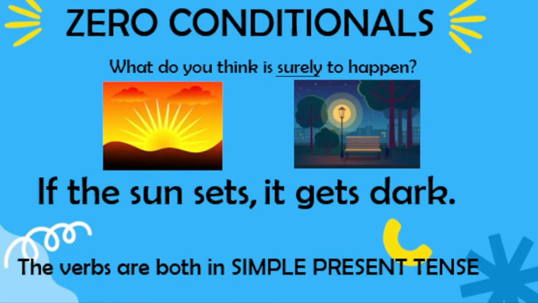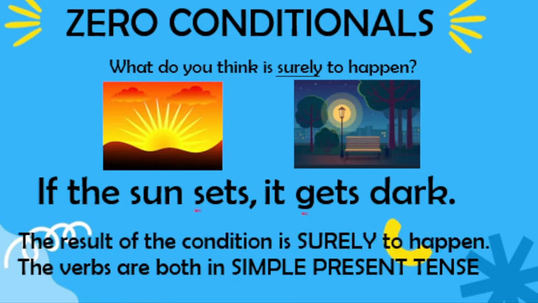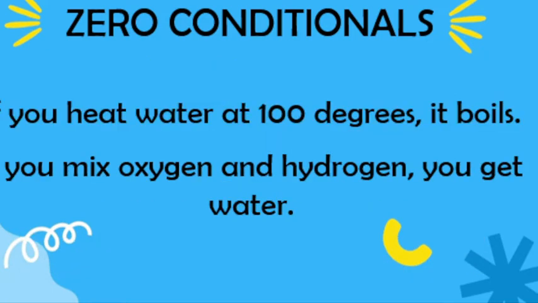Now, the verbs in the sentence are sets and gets. They are both in simple present tense. Remember, sa zero conditional, the verbs in the sentence are both in simple present tense. Hindi past, hindi future. Okay, let's have more examples. If you heat water at 100 degrees, it boils. Our if clause or condition is if you heat water at 100 degrees. Ang ating result, it boils.